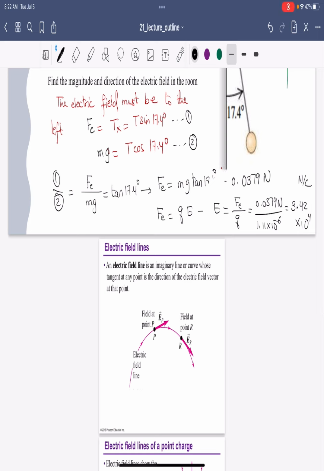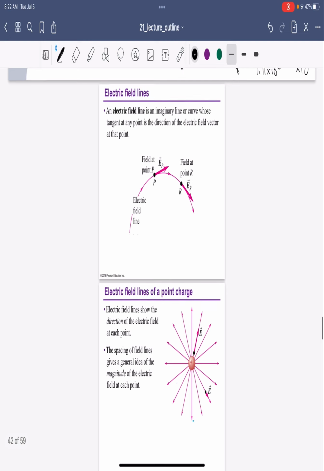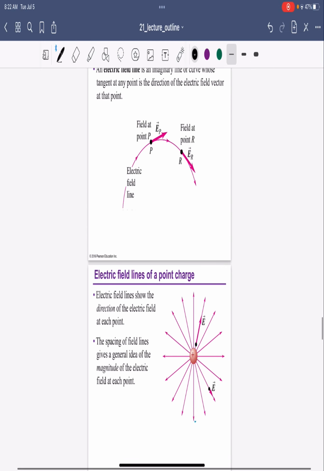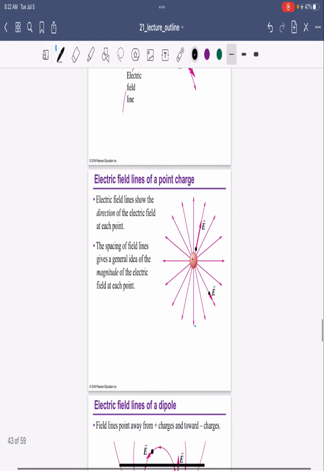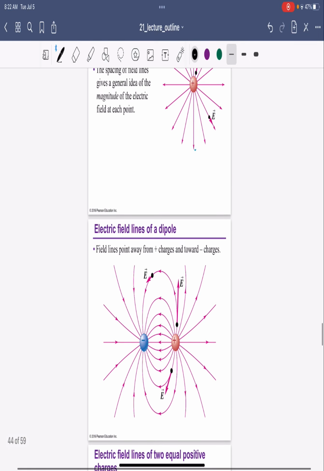Also, whenever I have electric field lines that are curved like this, the electric field at any point is going to be the tangent. Now this is the electric field lines of a positive point charge. This is when I have an electric dipole.